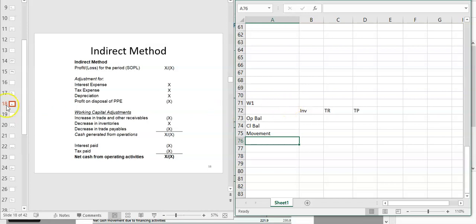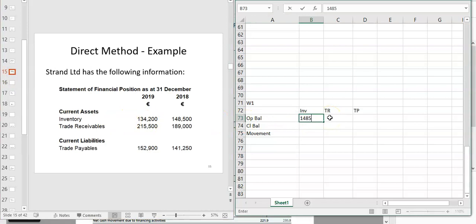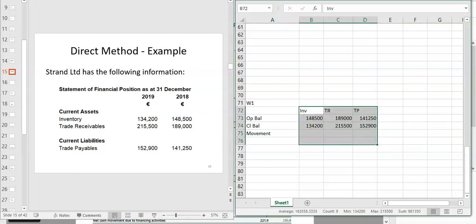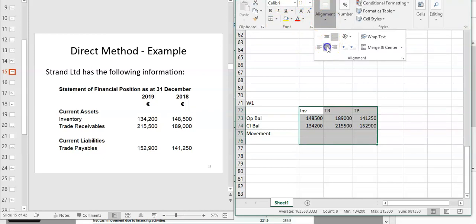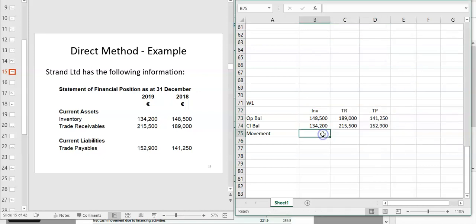And how you approach these working capital adjustments is you compare the opening and closing balances. So for inventory, the opening balance is 148,500, the closing balance 134,200. For trade receivables, 189,000 and 215,500, and trade payables 141,250 and 152,900. So if this was the direct method, you would be looking at putting those into maybe T accounts and using them for a particular purpose. Whereas here, let's tidy those up, we're looking at the movement. Now, I don't use negative figures, so I'm just going to look at the overall movement, and that is a 14,300 decrease. So your inventory has decreased over the year.